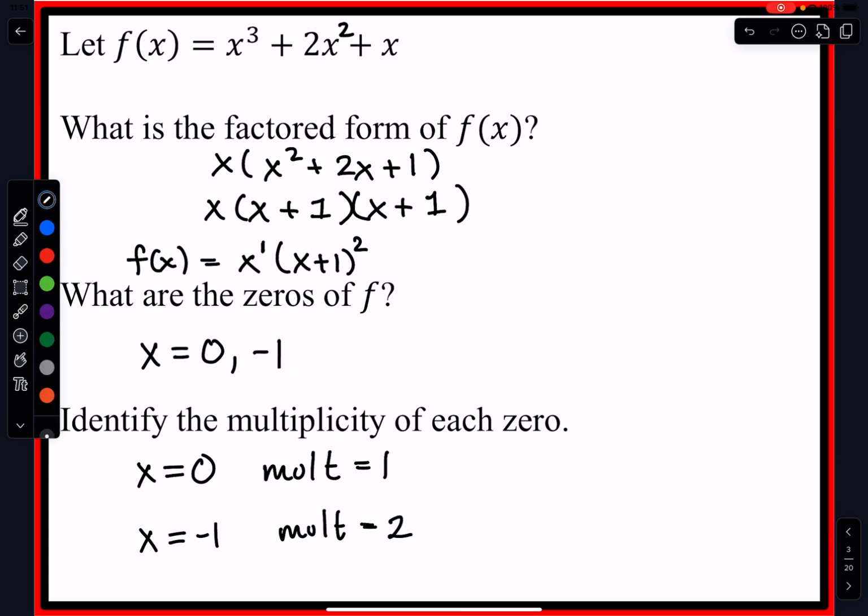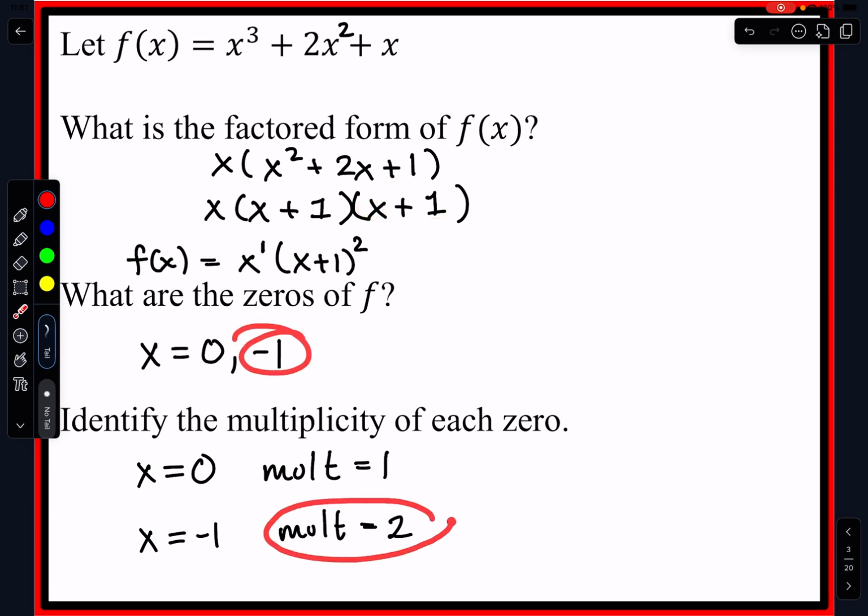So our multiplicity is 2, which, as you can see if you look at this form up there, is exactly that. We need to have negative 1 to make this equal to 0 one time, and then negative 1 right here to make this equal to 0 a second time. So our multiplicity of negative 1 is going to be 2.